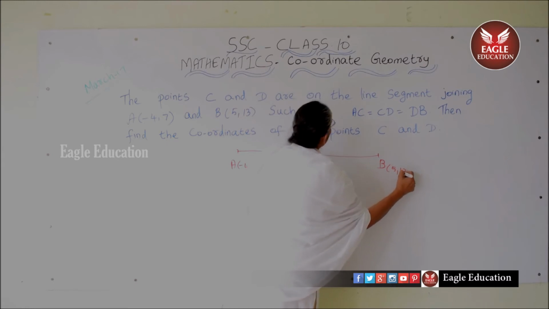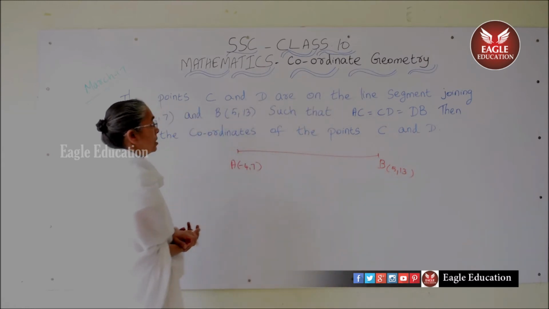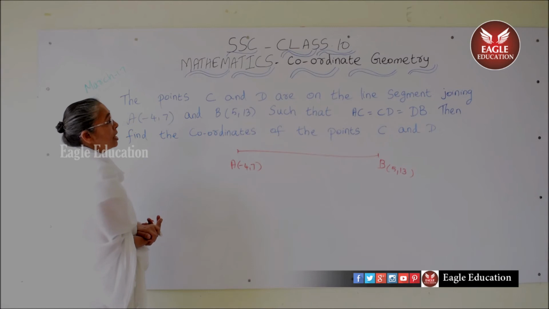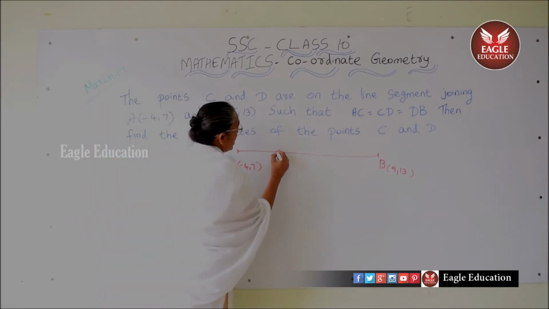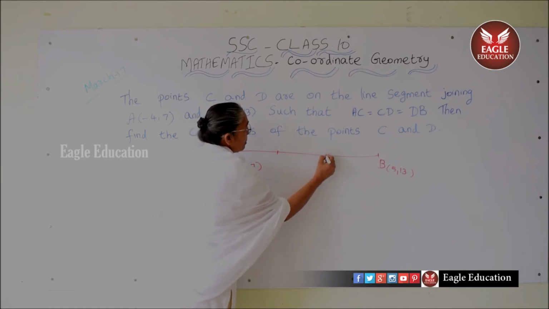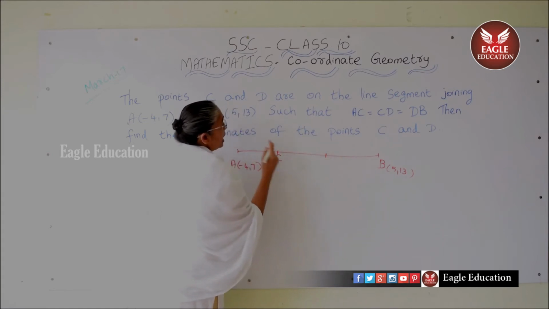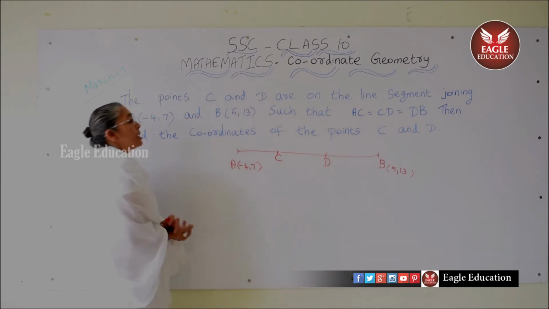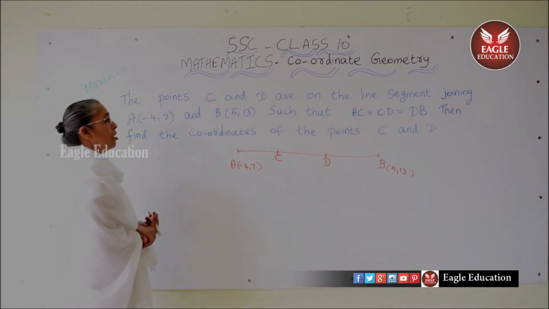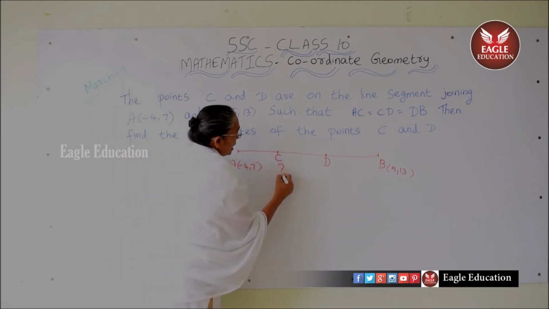Now, let us look at the condition such that AC is equal to CD is equal to DB. C and D are the points on this line segment joining A and B such that AC is equal to CD is equal to DB. Then find the coordinates of the points C and D.